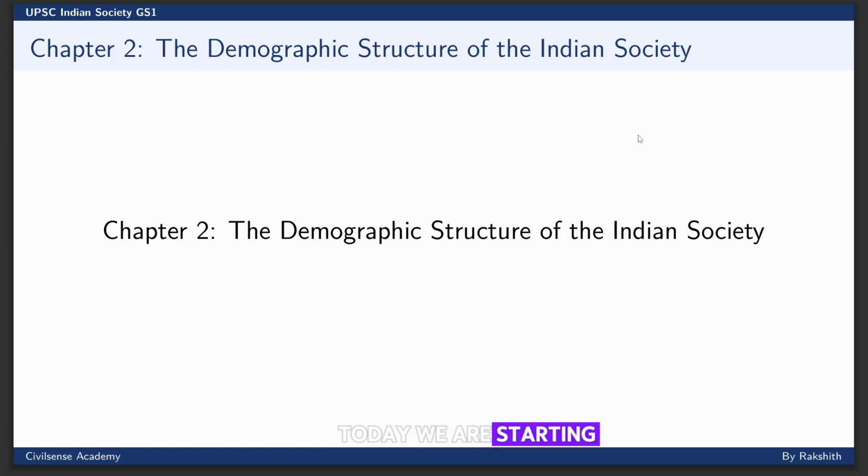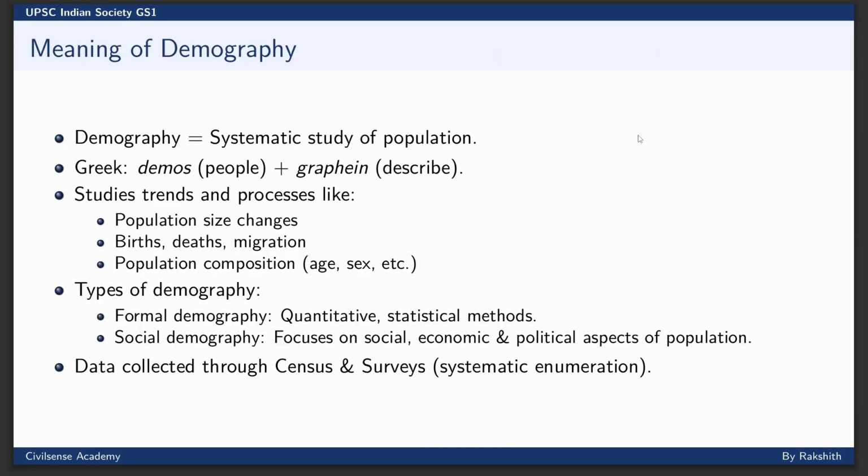Today we are starting Unit 2 of Class 12th NCERT of Indian Society, that is Demographic Structure of Indian Society. Alright, let us start with a very basic question. What exactly is demography? In simple words, demography is a study of people, but not just people as individuals. It studies the people as a population.